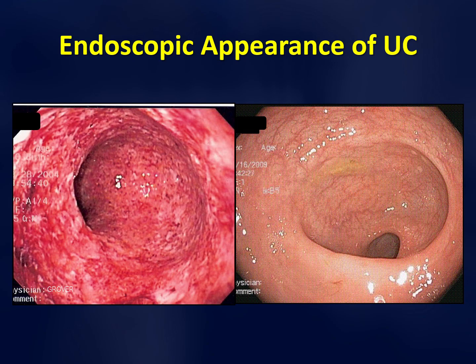Endoscopy is the mainstay for the diagnosis of IBD, be it ulcerative colitis or Crohn's disease. This is a slide showing you the difference between normal mucosa to the right and an inflamed mucosa due to ulcerative colitis. You see on the left slide continuous inflammation, ulcerations, and congestion, whereas on the right slide you see the normal colonic mucosa with the underlying submucosal vessels.